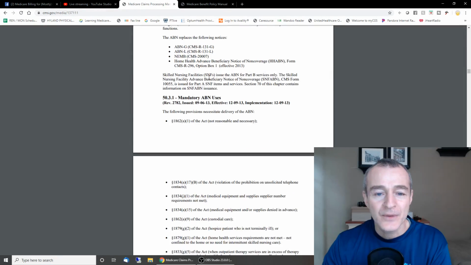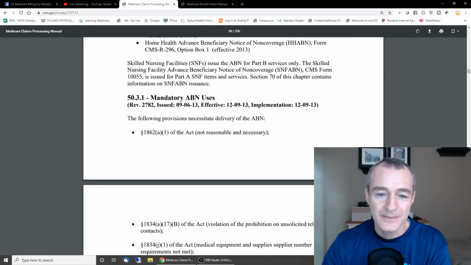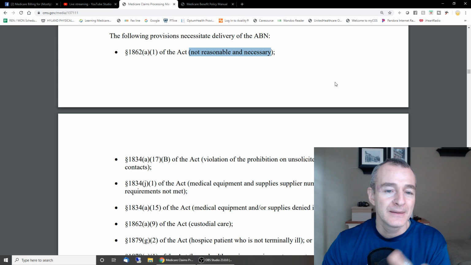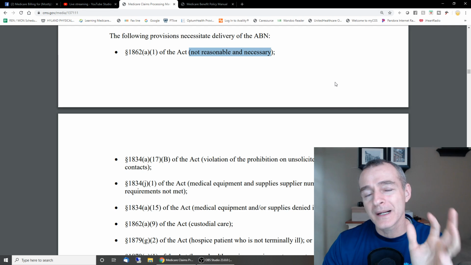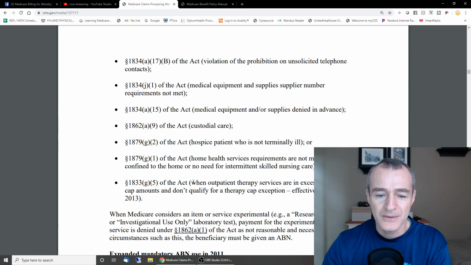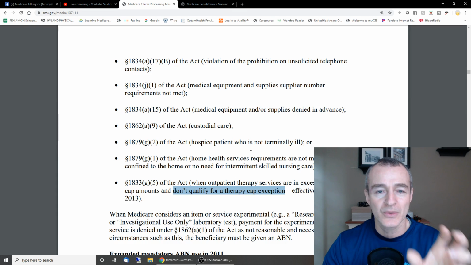The mandatory would be specifically, let me zoom in so you guys can see what I'm looking at. Mandatory use when a service is not reasonable and necessary. That's probably the number one factor. So physical therapy, occupational therapy, speech maybe would otherwise be covered normally, but in this case, it's not reasonable and necessary. The other one that I usually go to is when outpatient therapy services are in excess of the therapy cap. Now, we don't usually use the term cap anymore. We use the term financial threshold, and they don't qualify for exceptions. So those are probably the two most common scenarios. Guys, get in here, look at these other scenarios for a mandatory ABN.